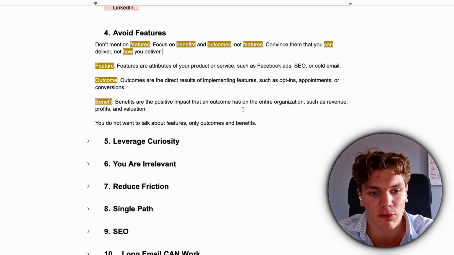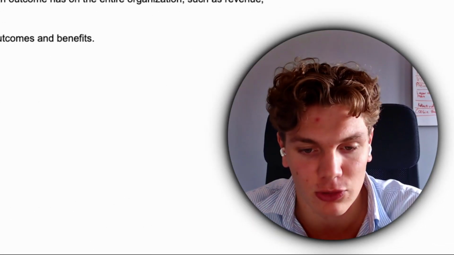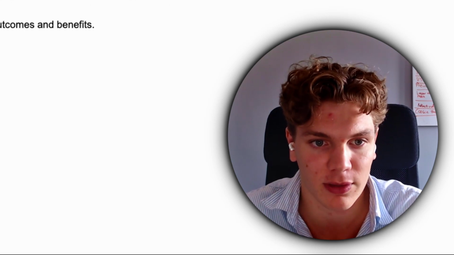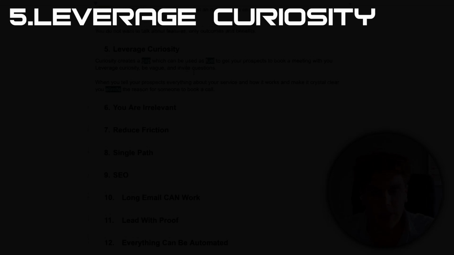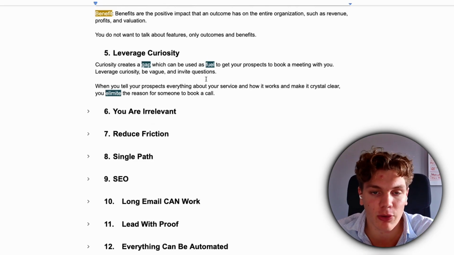So you want to focus on outcomes and benefits. Do not talk about features, only outcomes and benefits. Crystal clear? Perfect. And then we have leverage curiosity. A lot of people sort of overlook this, but leverage curiosity.